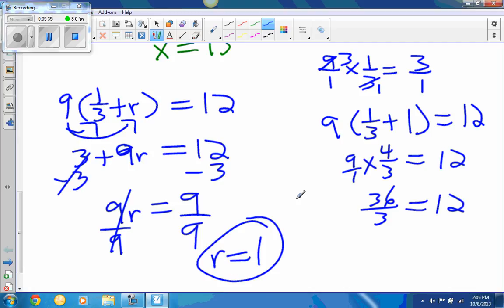You have to do the distributive property first, and then once you have distributed your number on the outside, you're left with a two-step equation, which you can then solve using the rules that we've already learned to be able to solve for the variable. So bring that knowledge with you, and we will go over that tomorrow.